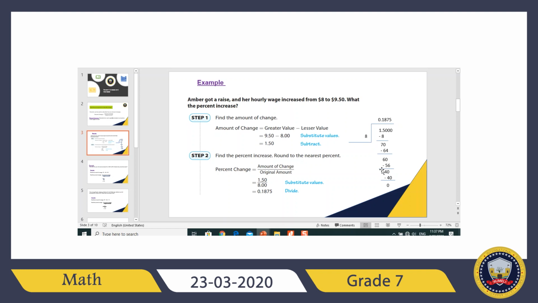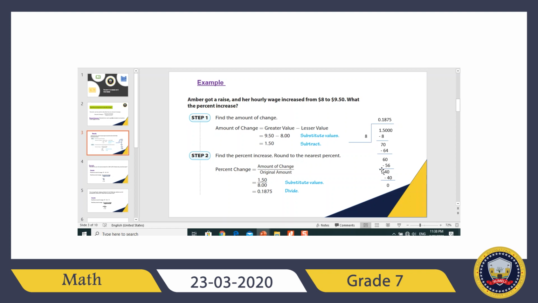What does the amount of change mean? The amount of change means the difference between the new price and the old price. That is 1.5 Turkish lira minus 1 Turkish lira. So the answer will be 0.5 Turkish lira.